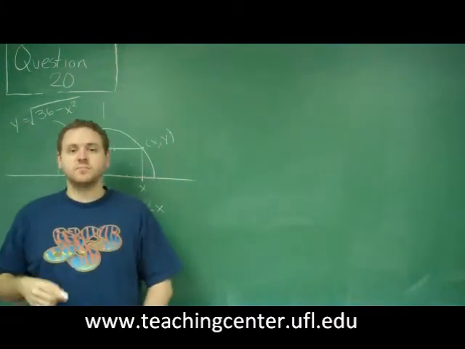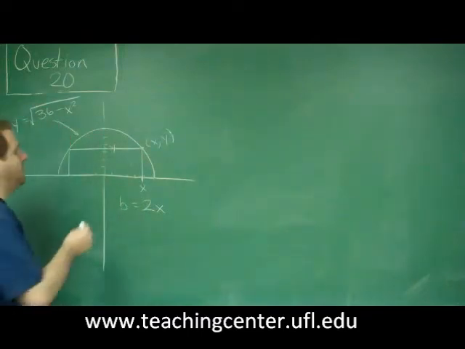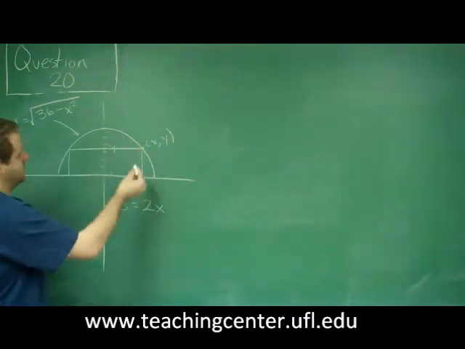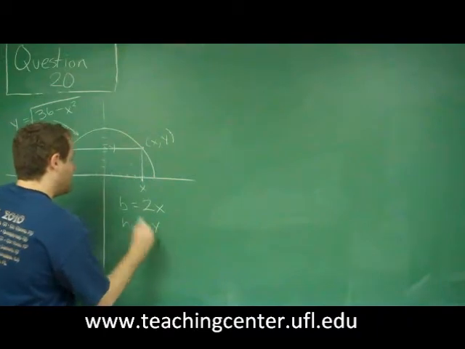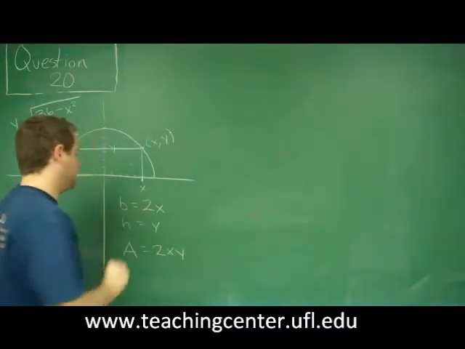2x. The area of a rectangle is, of course, base times height. So now all we need to do is figure out the height. But the height here is clearly just y because we're going up from 0 to y. So the height of the rectangle is y. So we get that our area is 2xy.